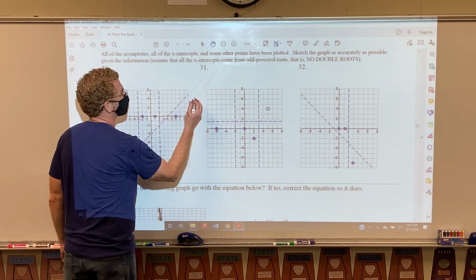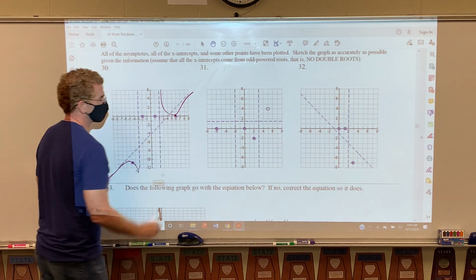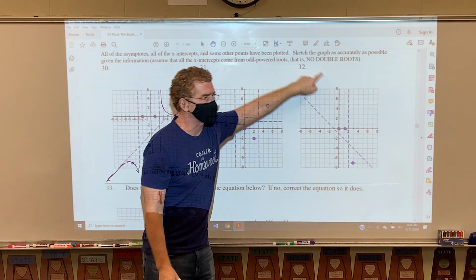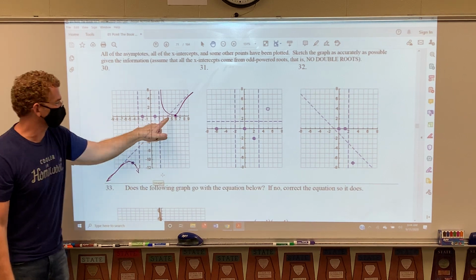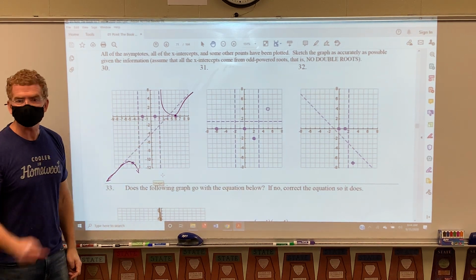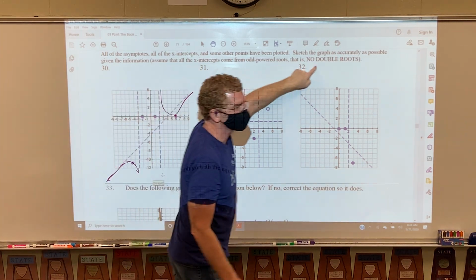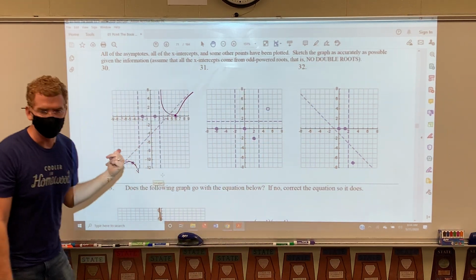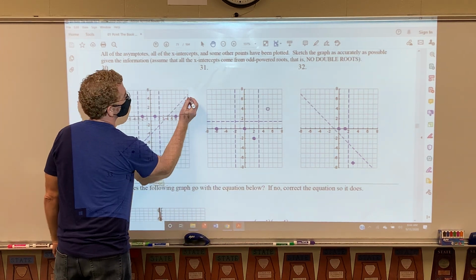Really? Why can I not do this? Oh, x-intercepts come from odd-powered roots. Now, that would totally be possible. People go, you can't cross a slant. Yes, you can. But this is not possible based on these directions. But if I don't put that stuff in parentheses, then this is totally possible. Although, so is this.